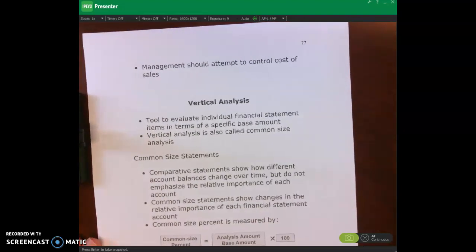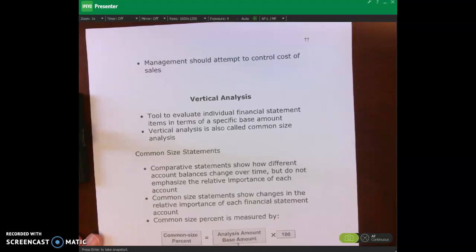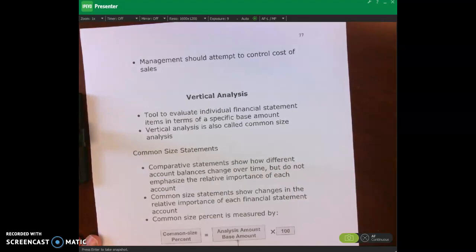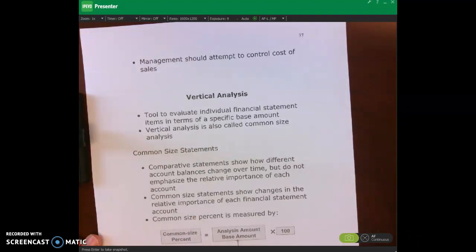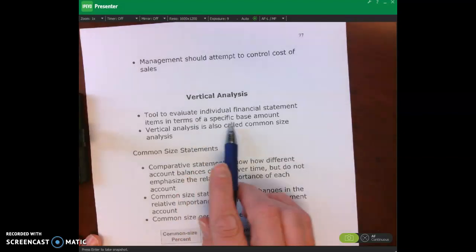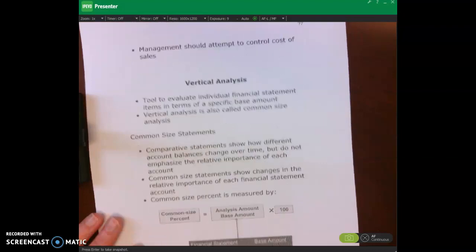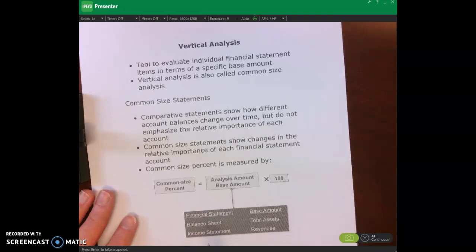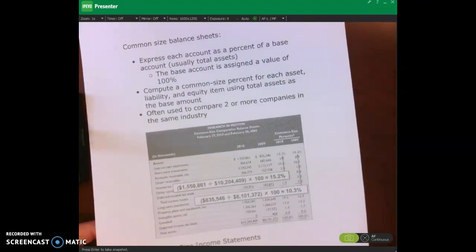Now, whereas horizontal analysis was looking at performance over time, vertical analysis, which is also called common size income statements, common size balance sheets, helps us evaluate individual financial statement items in the context of a base amount. Okay? So if we look over here, we can say we're going to calculate a common size percent. We're going to take our analysis amount divided by our base amount times 100.